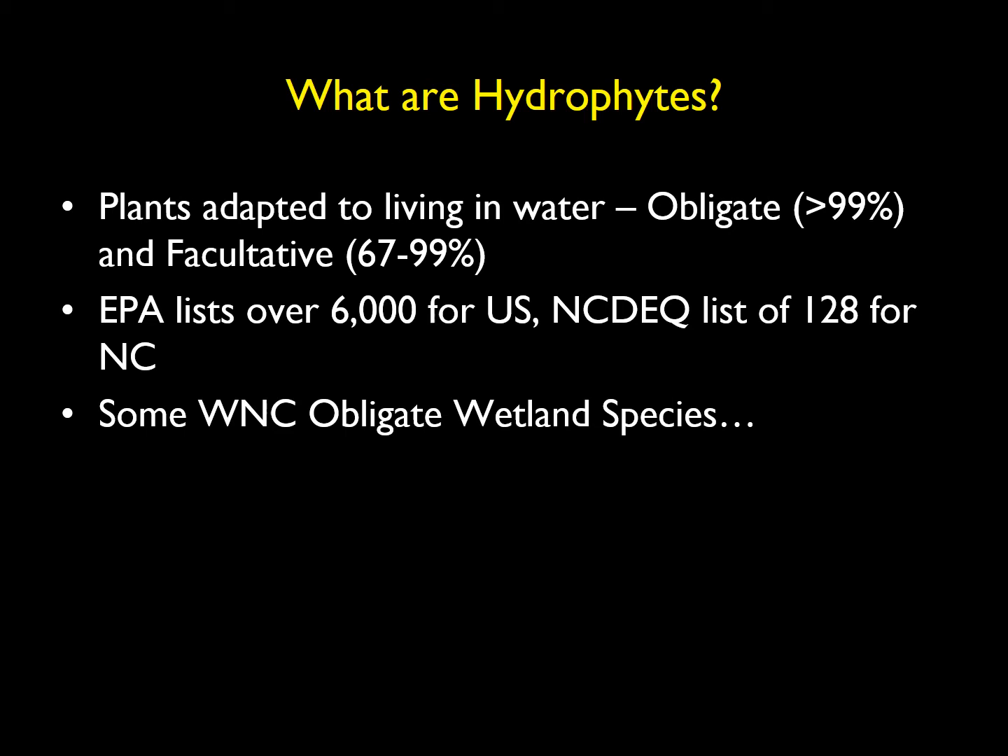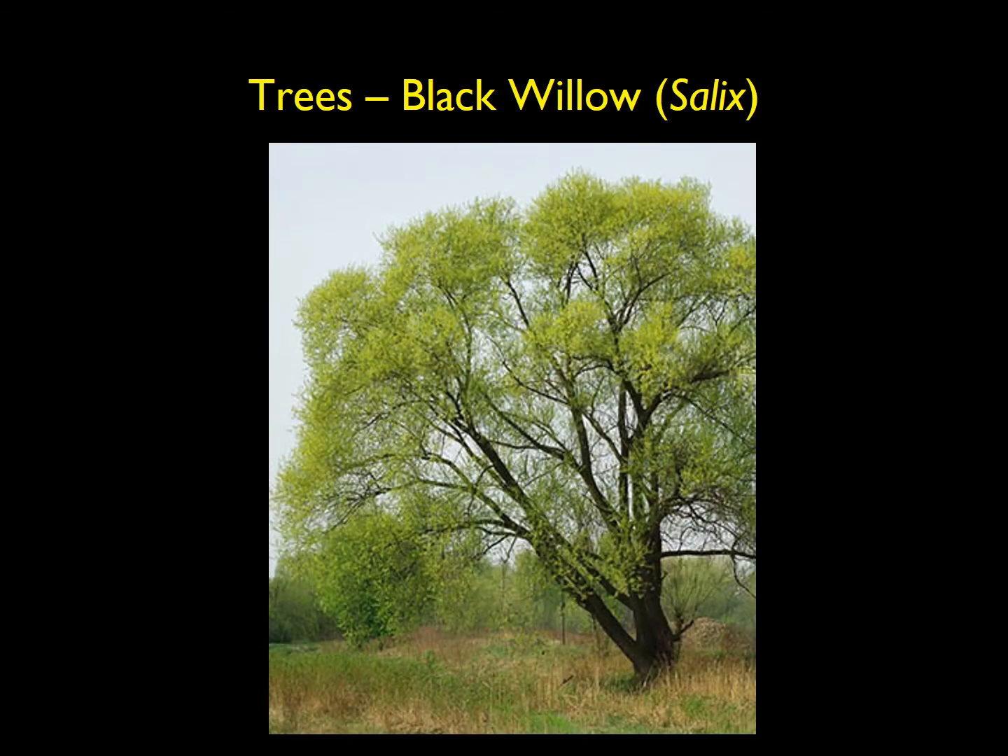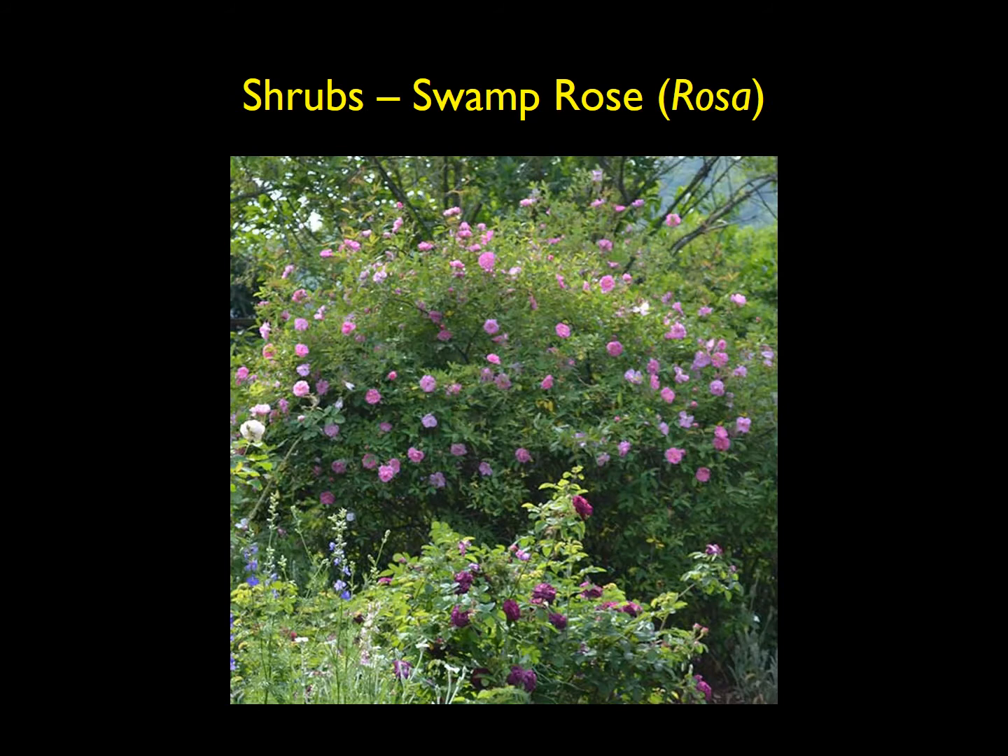You've seen some of these species around, so I thought I'd show you a couple of them that we see around here in western North Carolina. These are obligate species. The black willow, we have some willow down on Glen's Creek on our campus. They're all different kinds of plants, right? Some shrubs as well, things like the swamp rose, the genus Rosa.